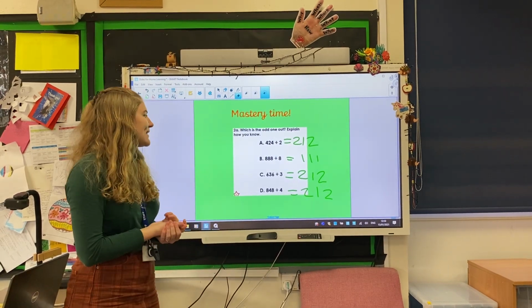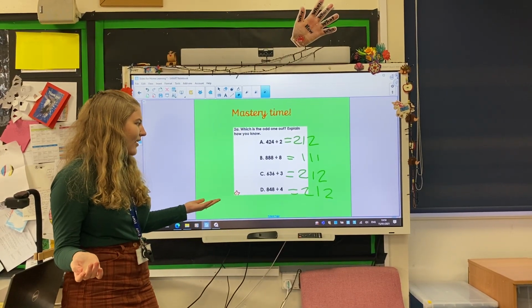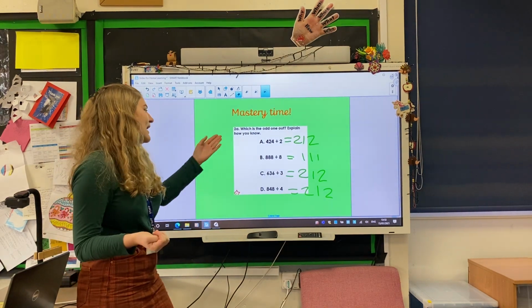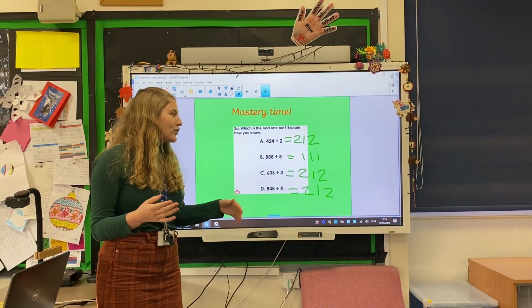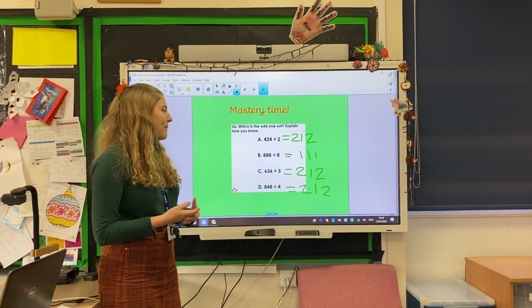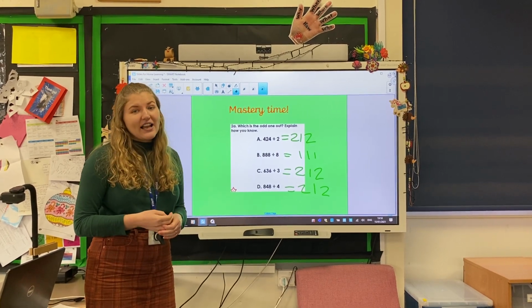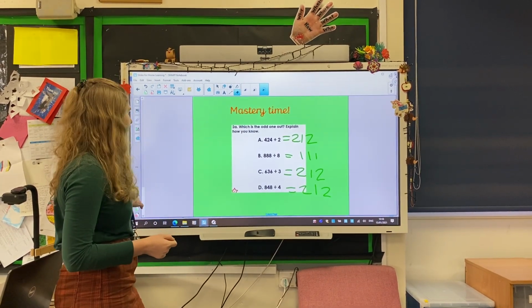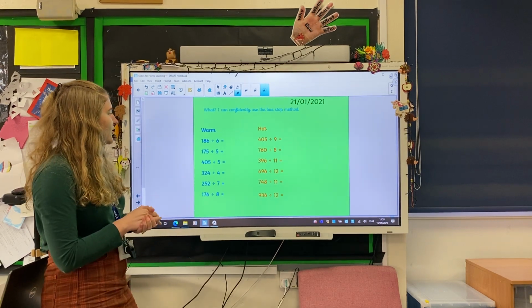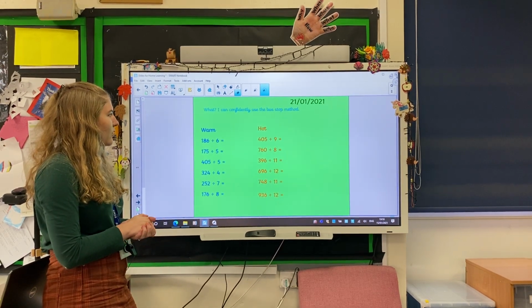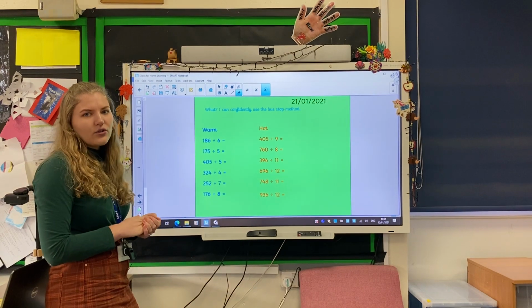So the odd one out is B, okay? And we know that because A, C and D all equal 212 and B equals 111. Well done.